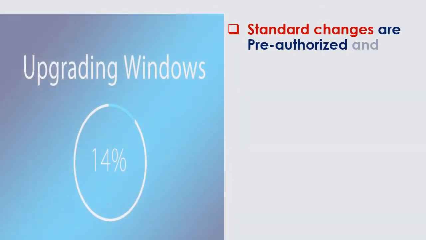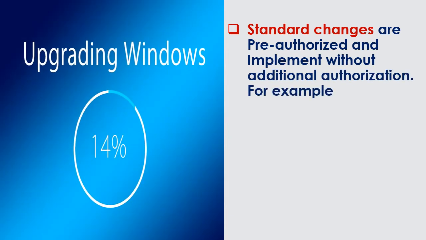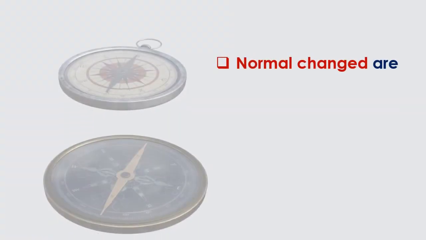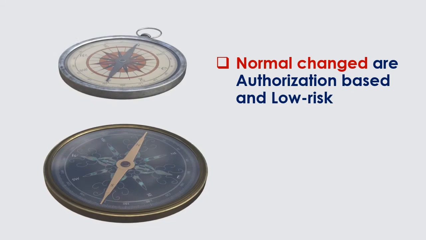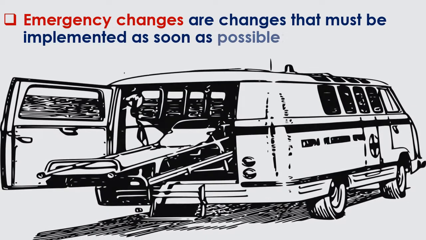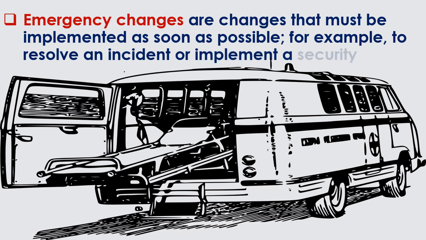Standard changes are pre-authorized and implemented without additional authorization. For example, OS upgrade, deploying patch, setting up a user account. Normal changes are authorization-based and low-risk. Emergency changes are changes that must be implemented as soon as possible. For example, to resolve an incident or implement a security patch.